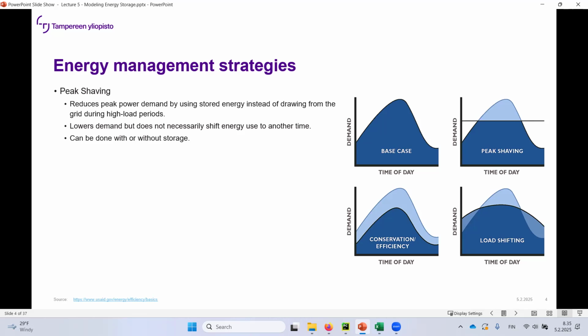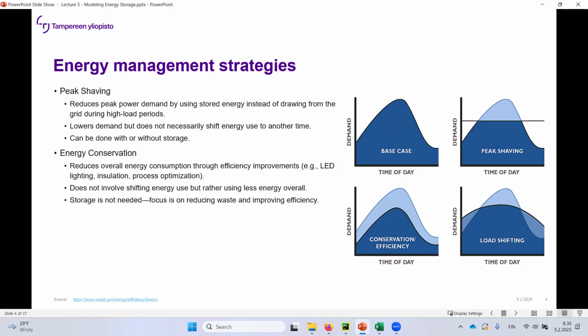So peak shaving is something that you don't quite require energy storages for, but you can utilize energy storages for that. If I switch off the lights, that can be pretty much peak shaving. So it lowers the demand, but not necessarily shifts the energy use to another time. In that sense, you don't need energy storages, but you can utilize them for that.